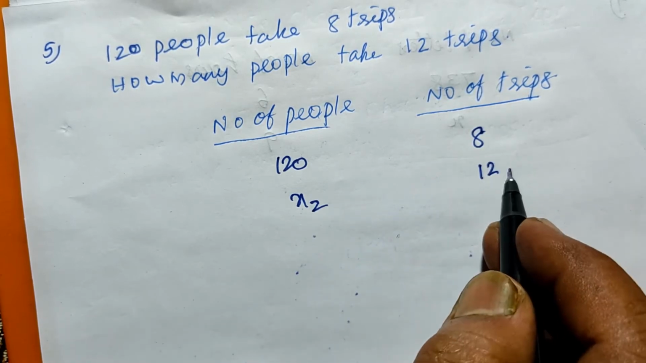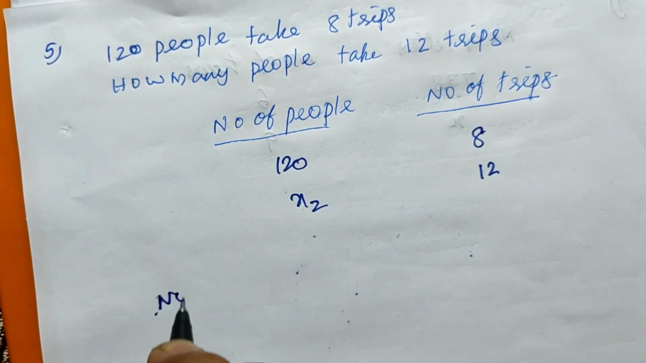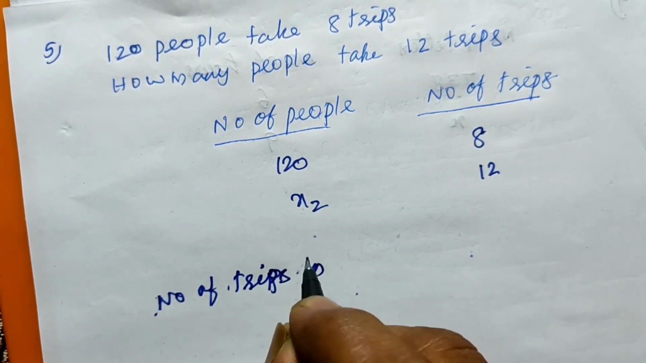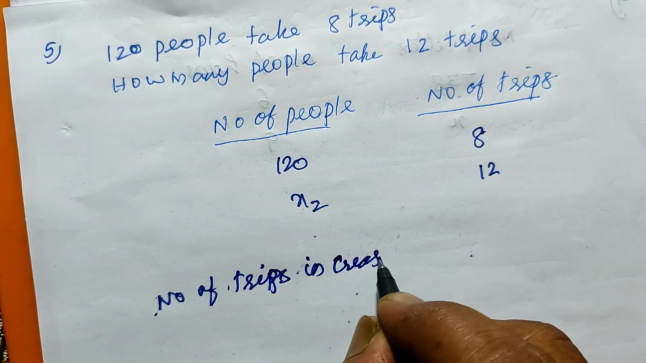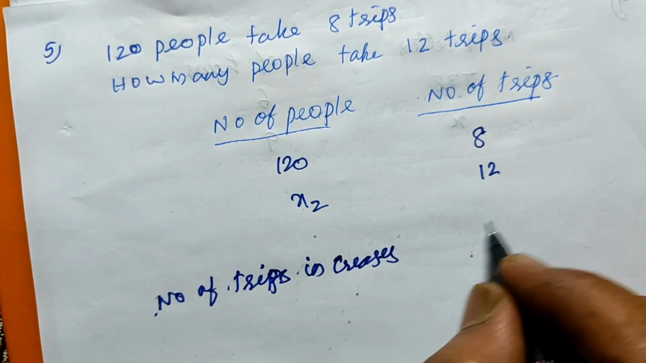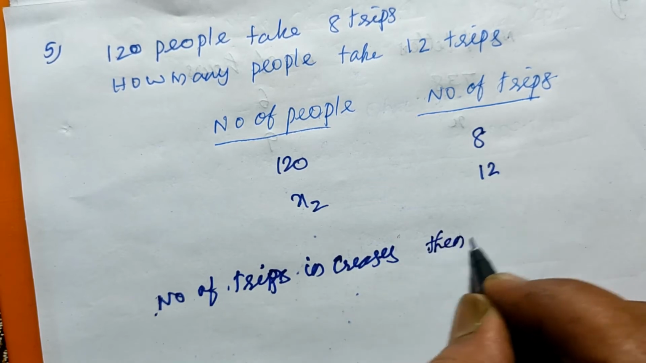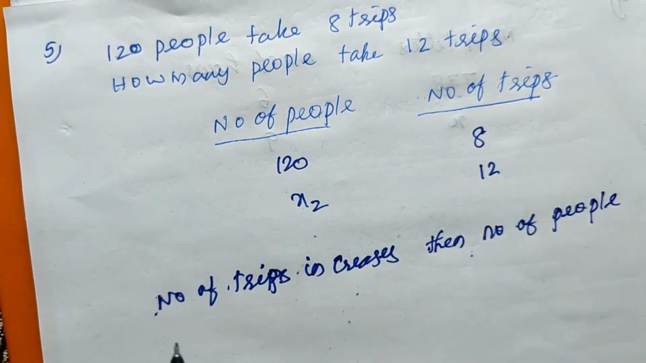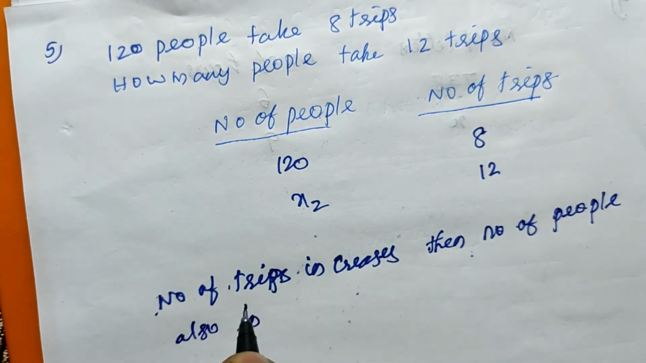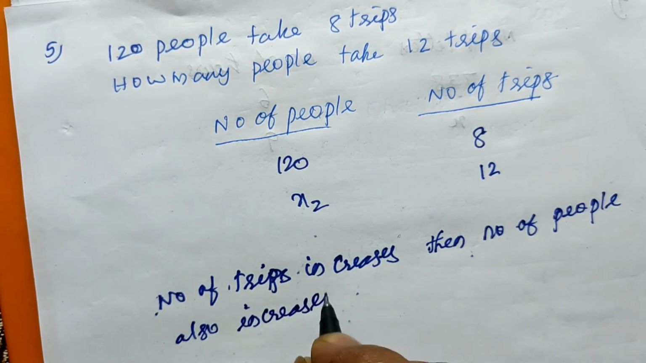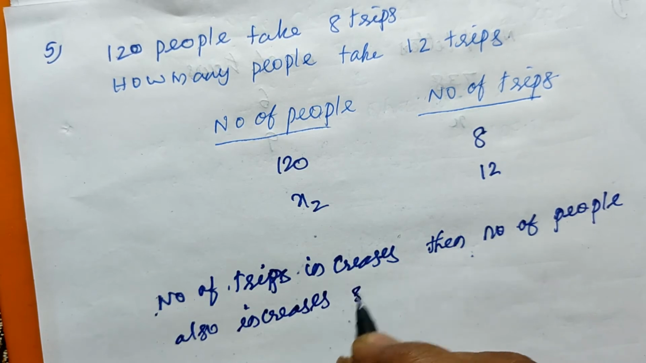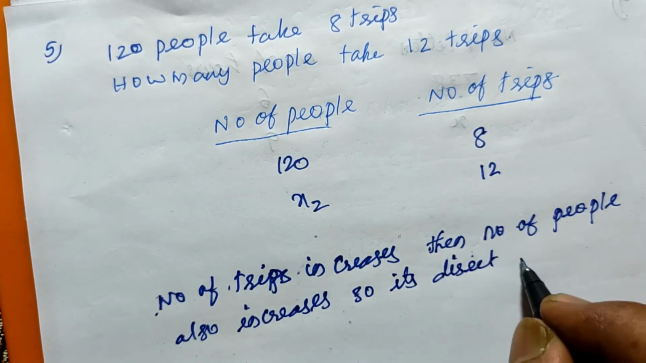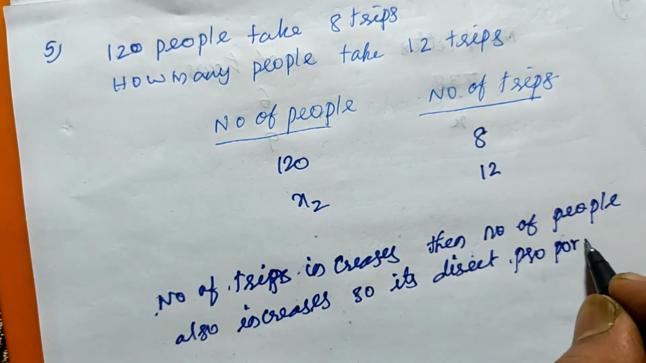Number of trips increases, then number of people also increases. Yes, so it's direct proportion.